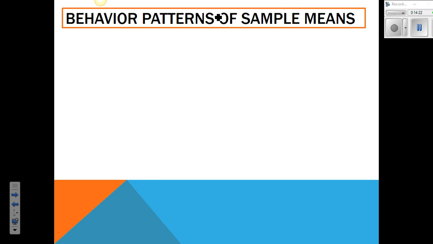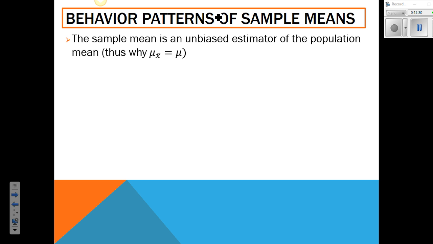All right, moving forward. What are some behavior patterns of sample means? Well, first, the sample mean is an unbiased estimator of the population mean. And if that's true, then that makes sense that mu sub x bar should be equal to, good, mu. Thanks, class. Excellent.